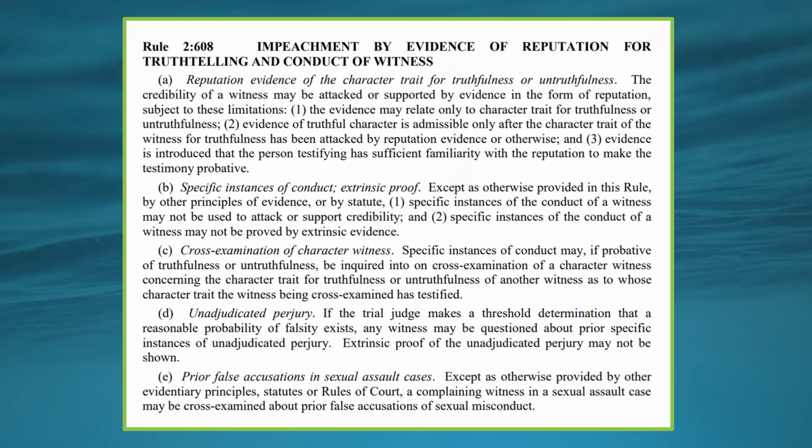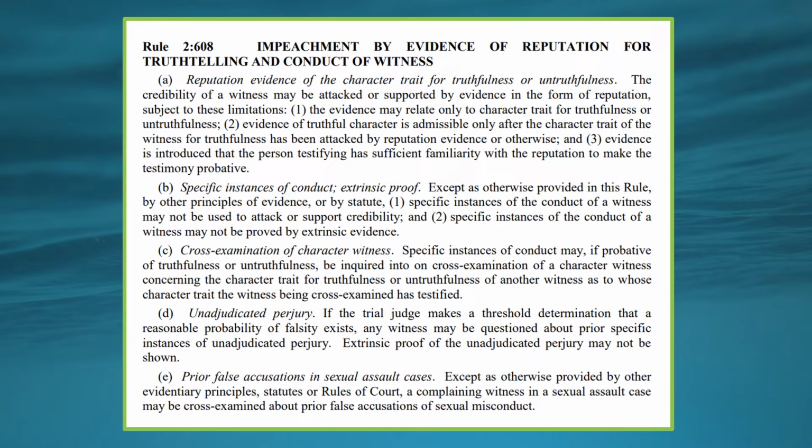B, specific instances of conduct, extrinsic proof, except as otherwise provided in the rule by other principles of evidence or by statute. One specific instance of conduct of a witness may not be used to attack or support credibility, and specific instances of conduct of a witness may not be proved by extrinsic evidence. C, cross-examination of a character witness. Specific instances of conduct may, if probative of truthfulness or untruthfulness, be inquired into on cross-examination of a character witness concerning the character trait for truthfulness or untruthfulness of another witness as to whose character trait the witness being cross-examined has testified.